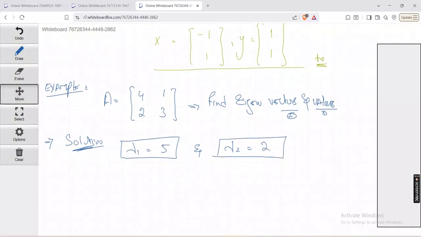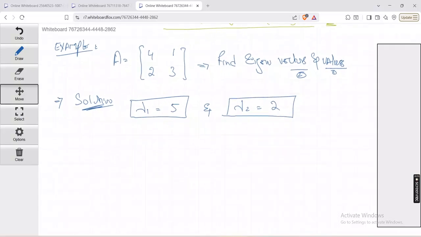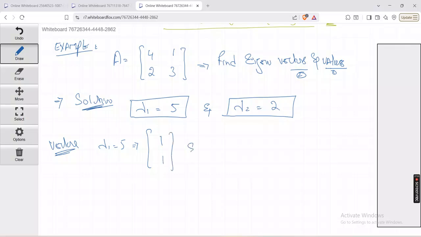So practice on it as much as you can, because there will be a question in the exam from it, so you have to do it. And your eigenvectors will be: vector for lambda 1 is 5, you will get 1 1, and for lambda 2 is equal to, you will get 1 minus 2.